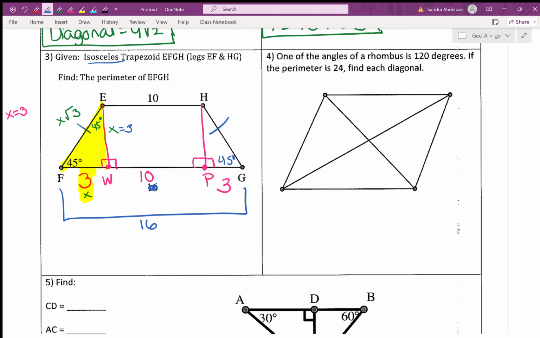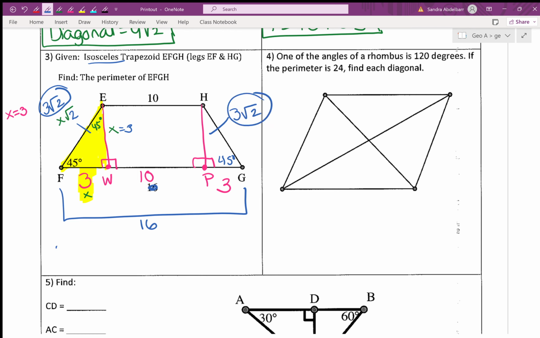Oh, why did I do x root 3? It's x root 2 for a 45, 45, 90. Nobody caught that? Nobody even called me out on that. Come on, guys. All right, so my altitude is 3. What's the hypotenuse going to be? 3 root 2. If FE is 3 root 2, which other side is 3 root 2? Good, Mia. HG is 3 root 2.